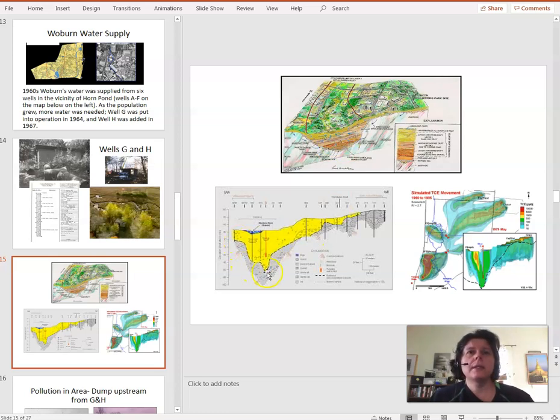So this is just another cross-section of it. This is more geologic. This is more artistic. This is more geologic. Here's wells G and H inside of here. And then what happened is, if we look at the pollution that happened in the area, people used to dump it. Like I said, TCE would get dumped at places. And I'll show you this model coming up here in a few seconds.